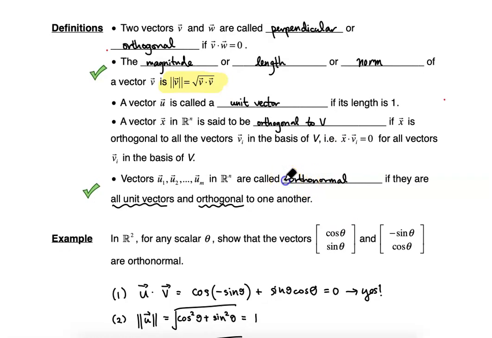Finally, orthonormal. This is a dangerous word because it looks like orthogonal, but it's not the same. Orthonormal means orthogonal plus unit vector. It's the ideal situation when we were working in multivariable. Our basis was i, j, k vectors. They formed an orthonormal basis because they were all perpendicular to each other and they were all unit vectors.